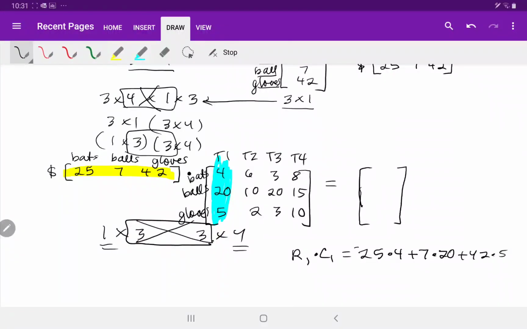Now look at what we're doing. Isn't this money? $25 times 4. Isn't that the total price for the bats? And then the 7 times 20 is $7 for each ball, and there's 20 balls. And this 42 is $42 for gloves times the 5 gloves that we need. And so this is the total price for team 1. Okay, so this is what, 100, 140, and 210. So that's 310, and 140 is 450. Okay, so 450 would be right here.